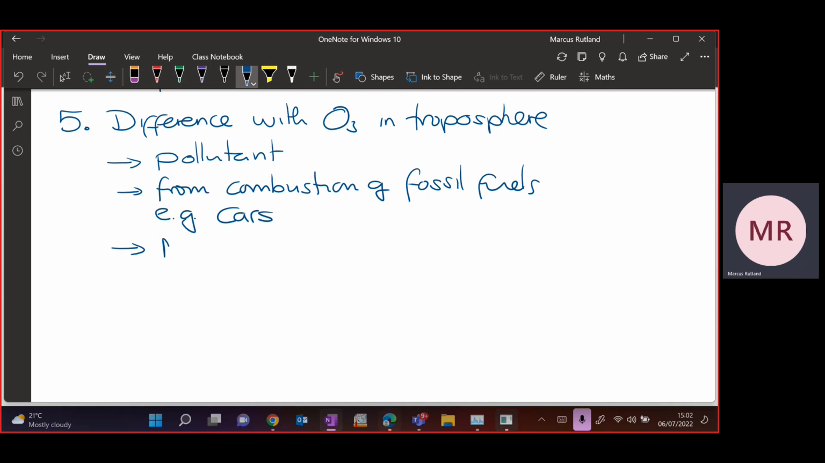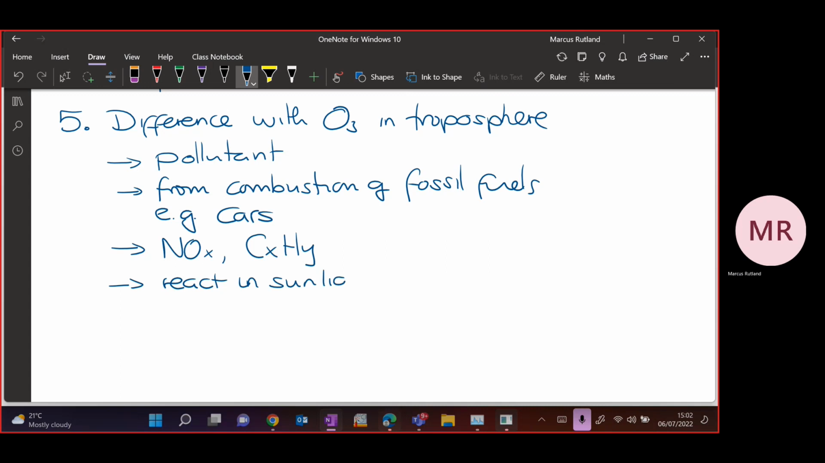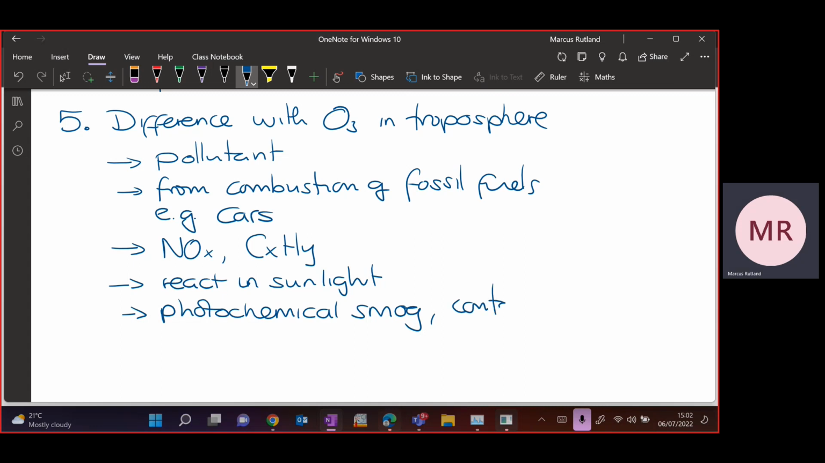So you get nitrogen oxides and hydrocarbons. Those react in sunlight. Photochemical smog. Containing O3. That's toxic.